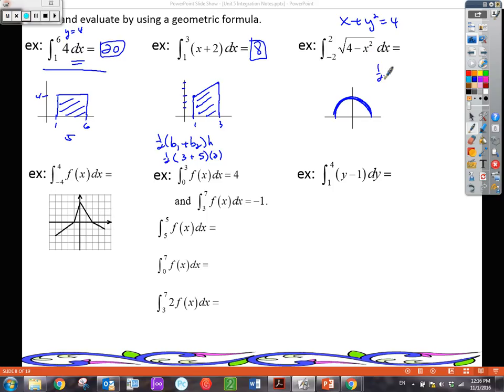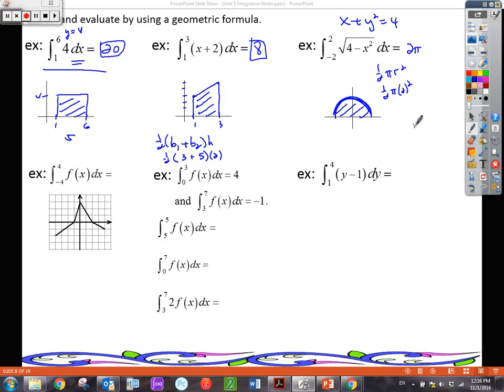So it's a semicircle, so it's 1/2 pi r squared, and we know that r happens to be 2. So 1/2 of pi times 2 squared is 2 pi. So that's the area of that. Okay, we okay with that?